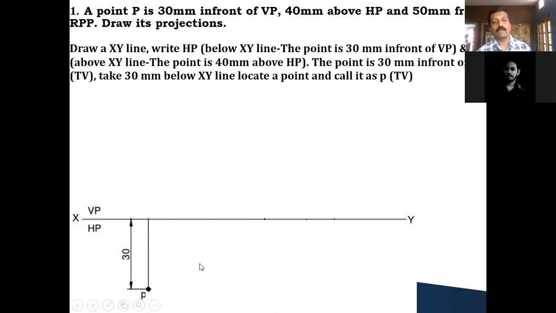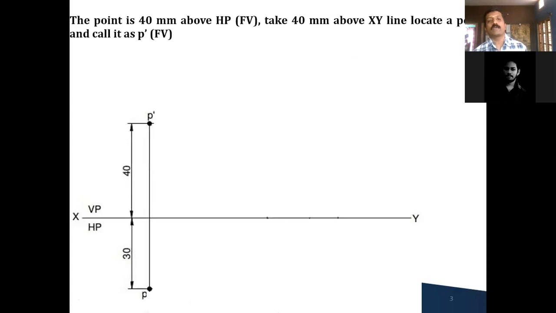Next sentence you can read: 40 millimeter above HP. Above HP means above the XY line I have to draw. And above HP means it's front view information. Got it. Now you take 40 millimeter above the XY line and draw a horizontal line.